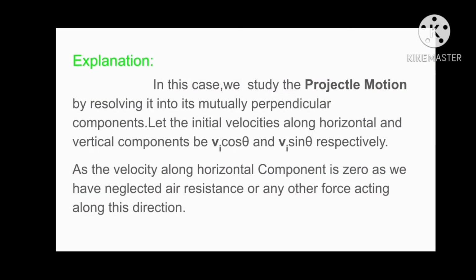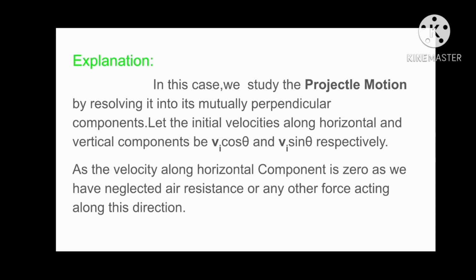Now we are going to do its explanation. In this case, we study the projectile motion by resolving it into its mutually perpendicular components. Actually, mutually perpendicular components means x and y components. As these components are perpendicular to each other, or you can say they are at an angle of 90 degrees to each other, or at right angle to each other, they are called mutually perpendicular components.